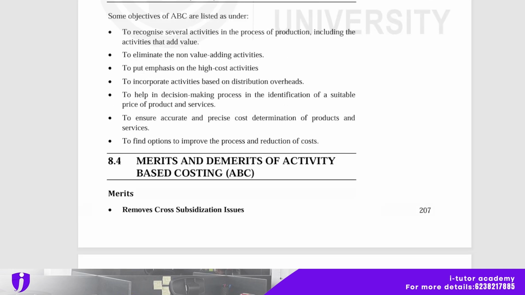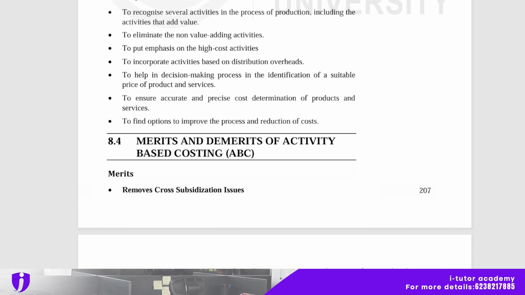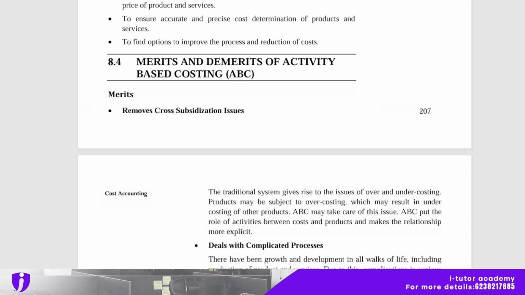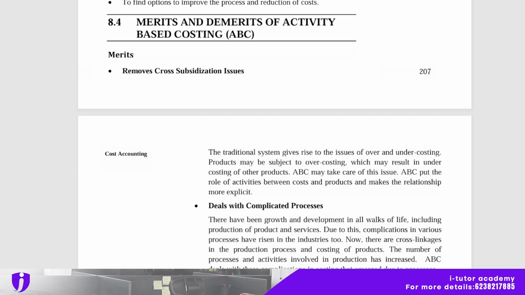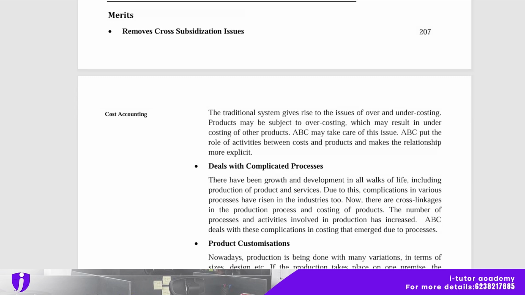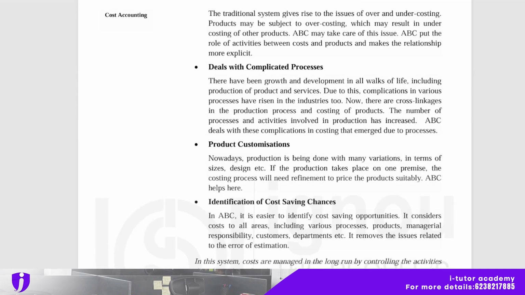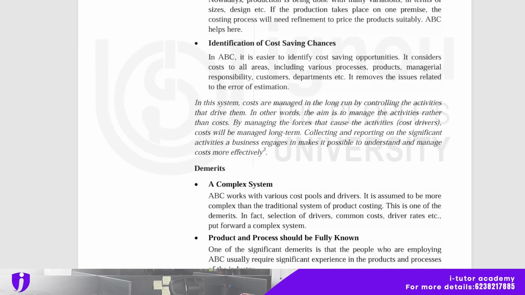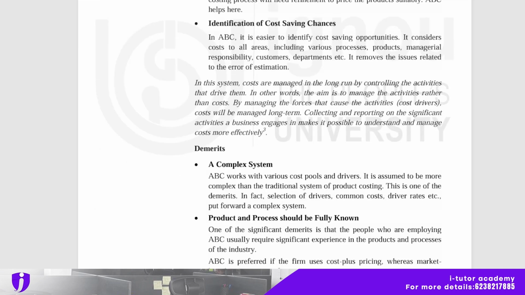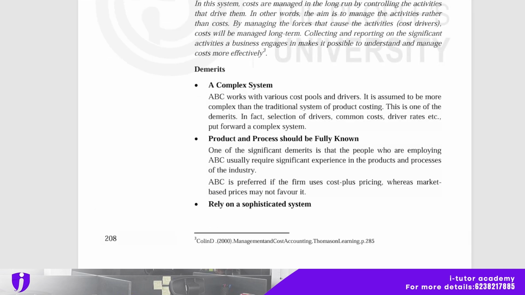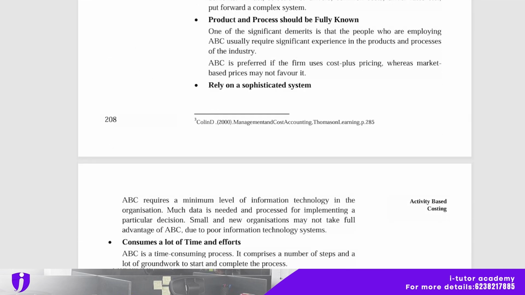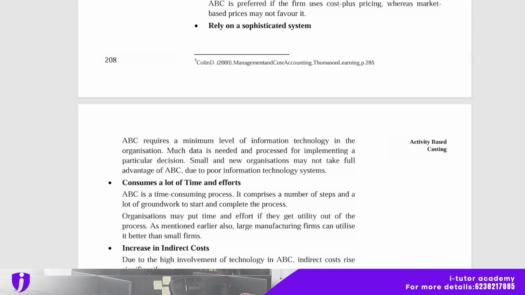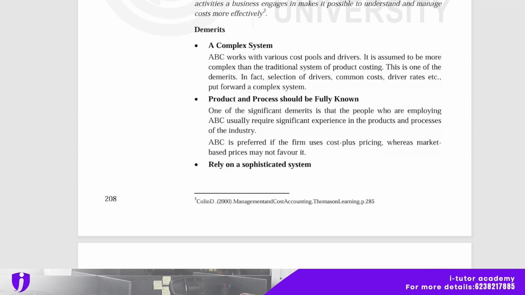Merit and demerit of activity based costing, that is ABC. Merits: it removes cross subsidization issues and also deals with complicated processes and product customization, identification of cost chances, etc. And demerits: it is a complex system. Products and processes should be fully known, and it relies on a sophisticated system, consumes a lot of time and effort, and increases indirect cost. These are the demerits of this system.